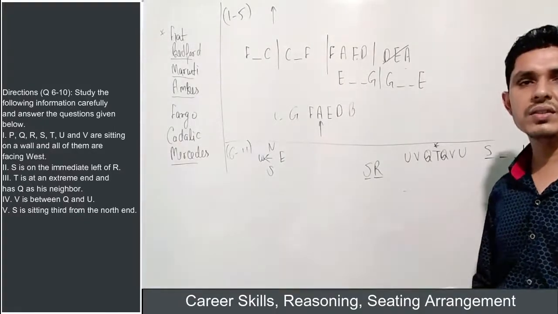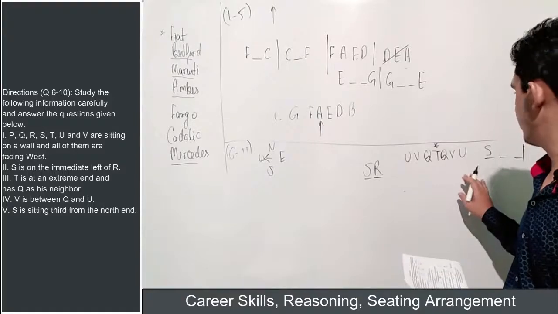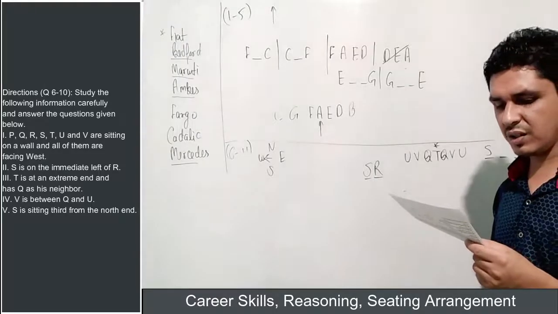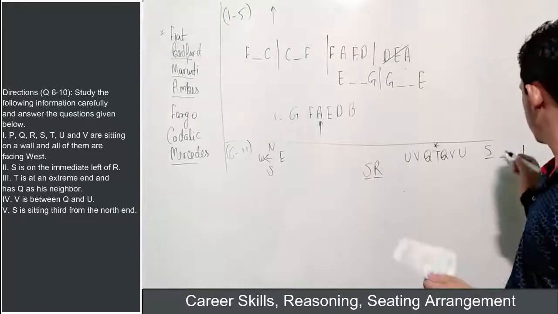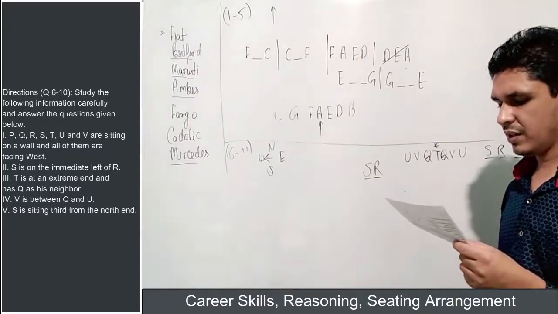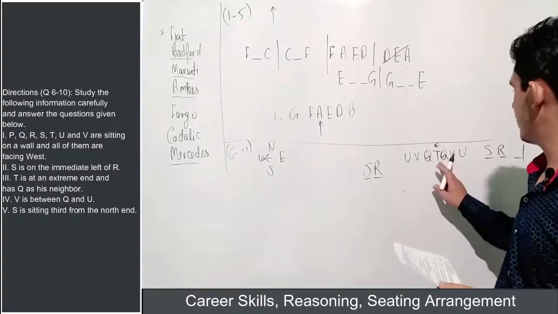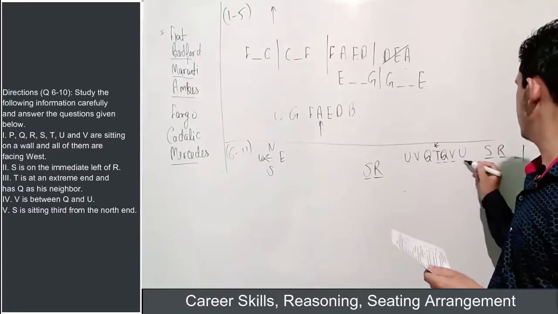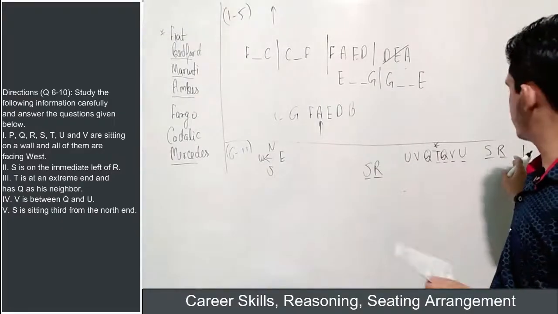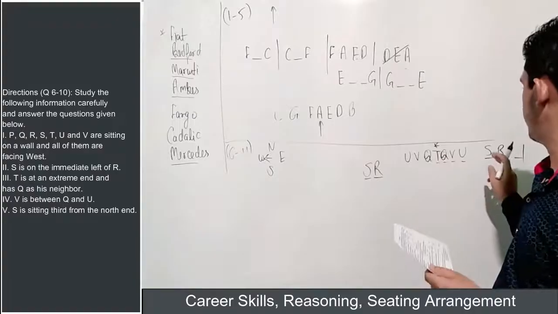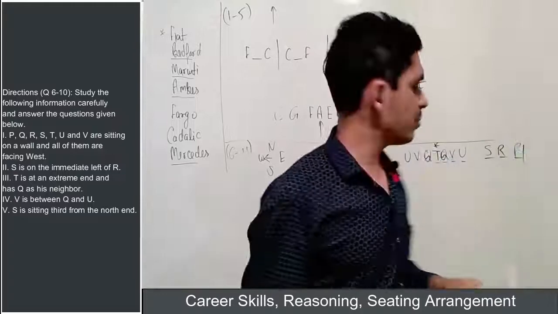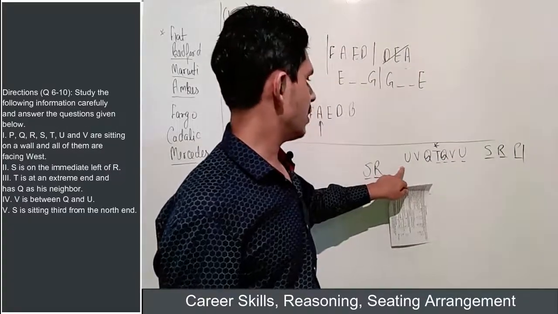So in the first site we have made this arrangement. Let us check once again. S is on the immediate left of R, that means R must be here. T is at extreme end and Q is his neighbor, so T is here. So 1, 2, 3, 4, 5, 6, 7. That means one person is remaining and the person that is remaining is P, right? So P must be here.